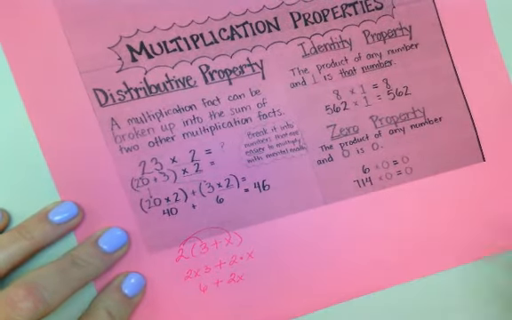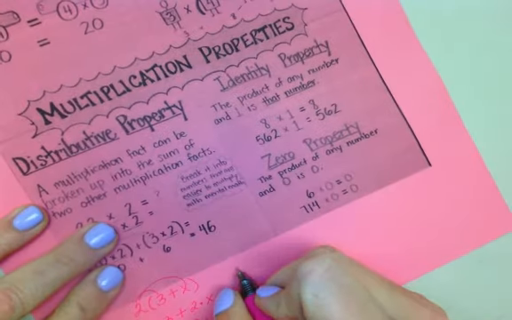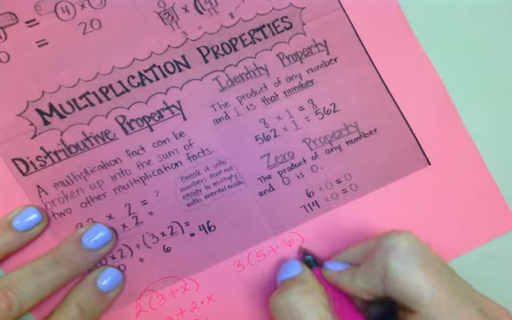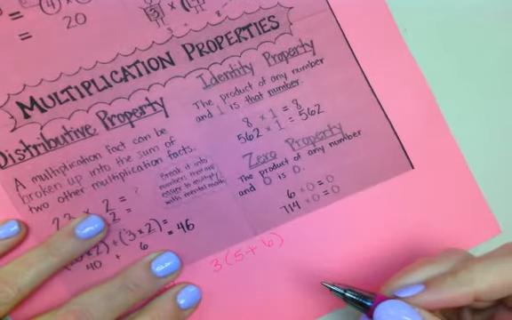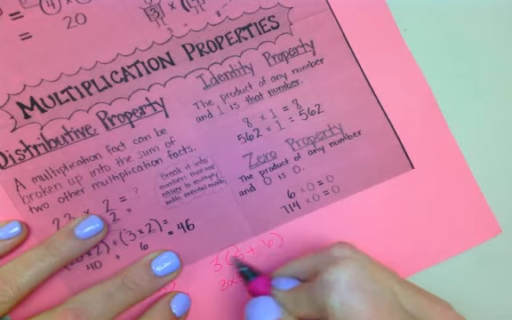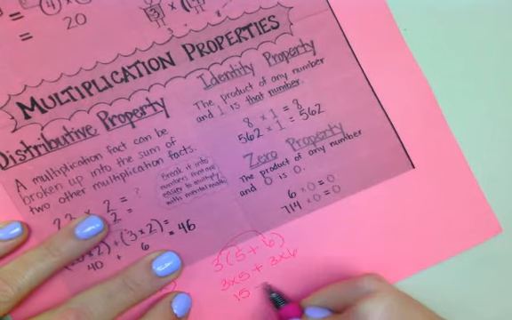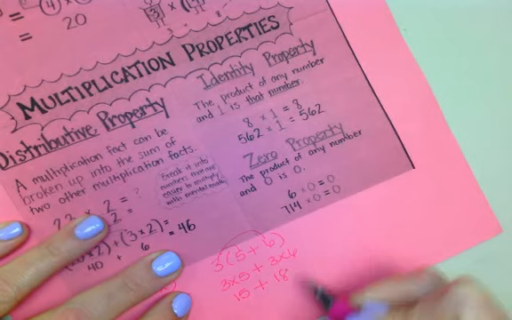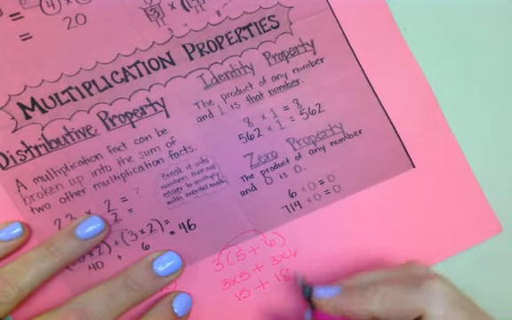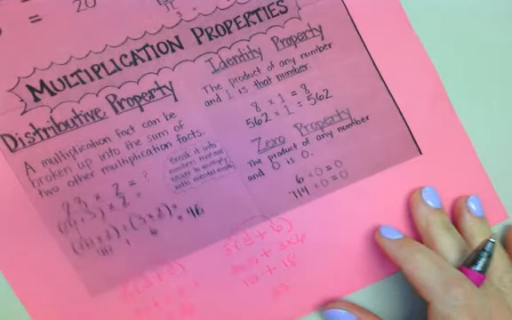Another way you might see it is just numbers only. So it might be 3 times (5 plus 6), or you might have a variable in there. And when that happens, like I said, you're just breaking it up. It's 3 times 5, and then plus 3 times 6. That would be 15 plus 18, and then you would just add those together to get your final answer, which would give us 33. Okay? So you might see it like that also.